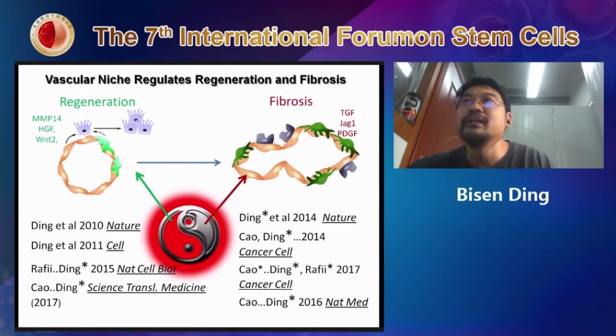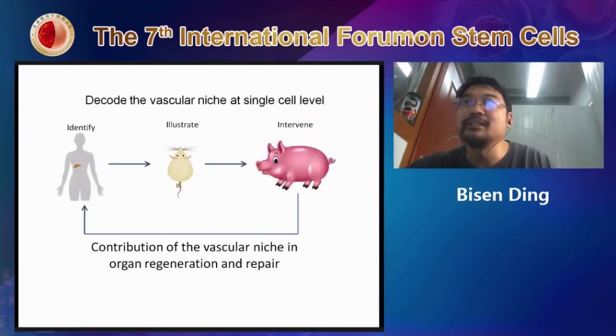And what we want is to understand why sometimes they produce these good factors to promote regeneration, but why sometimes they also produce those bad factors instead of regeneration. Why do they lead to fibrosis or tumor? And also we want to understand what the upstream regulatory mechanism is. So that leads to what we are doing right now.